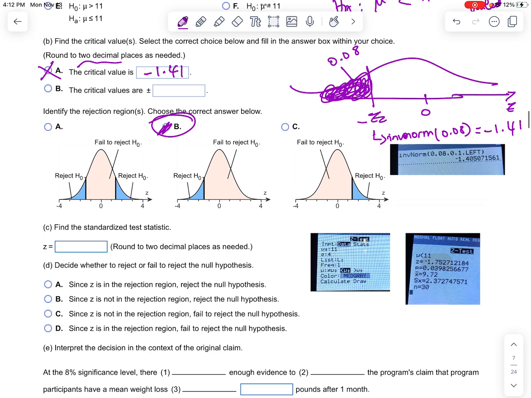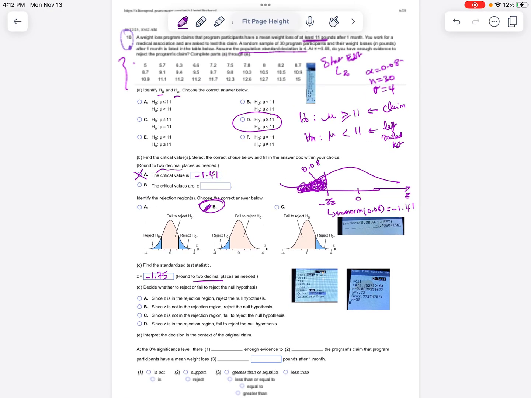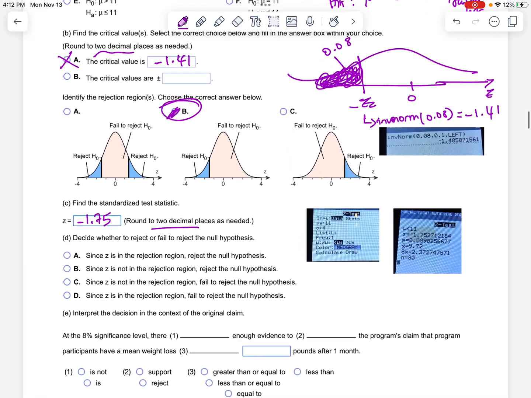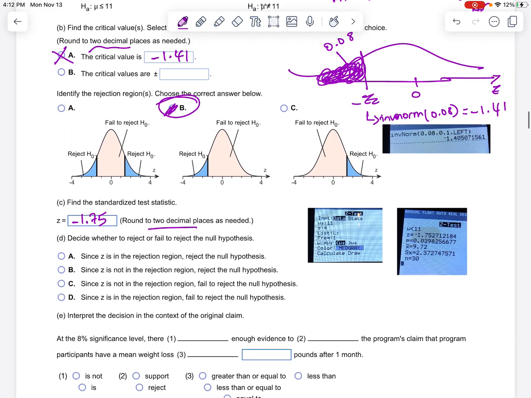Z stat, p-value. My Z stat is negative 1.75. There goes the Z stat, okay? Negative 1.75. This is number 10. Negative 1.75. Now, since negative 1.75, the critical Z is negative 1.41. It's right here, negative 1.41. So negative 1.75 is going to be somewhere here.